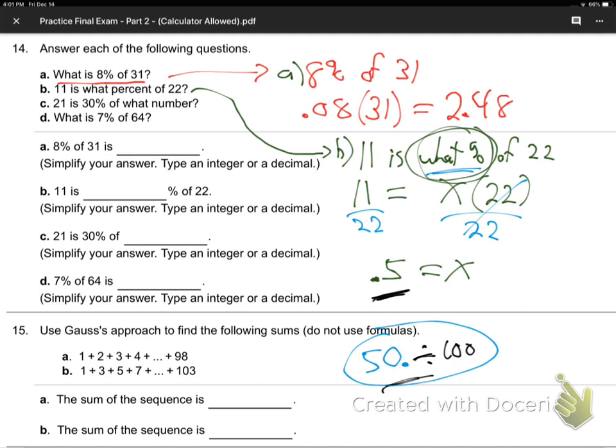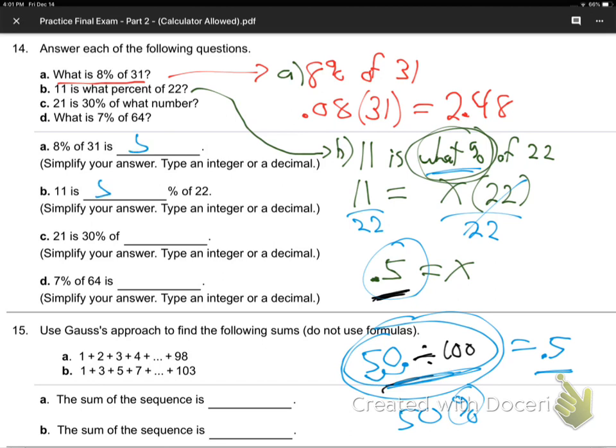What is 50 divided by 100? That would move it back two places, it would go boom, boom, and become 0.5. See, that's the same as 0.5. So 0.5 is the same as 50 divided by 100. So that's the same as 50%, because that's what percent means, per 100, divided by 100. So the answer is part B, 50%. And you know that, huh? You know 11 is 50% of 22.